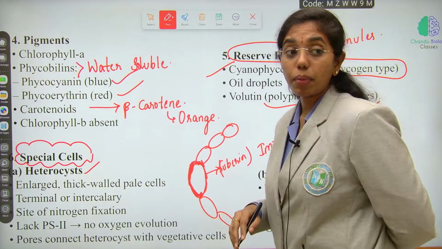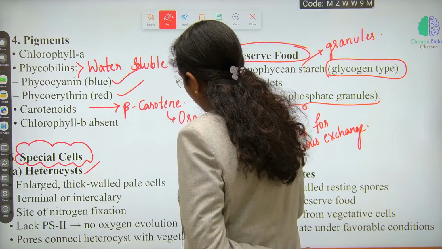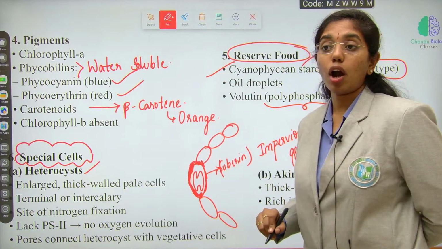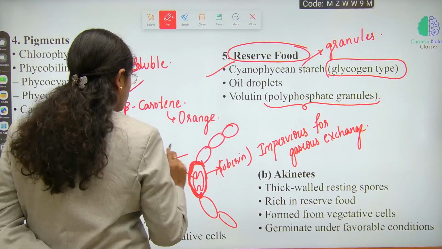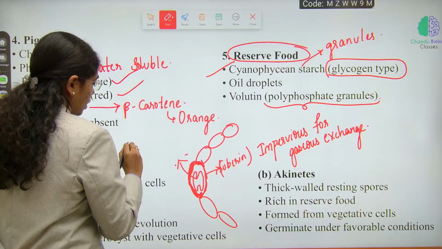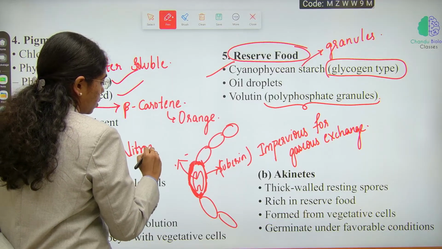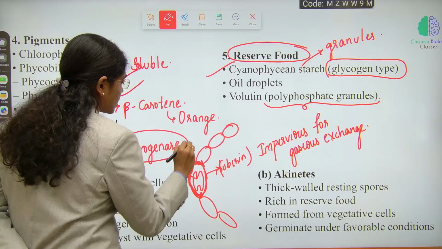This is impervious for gaseous exchange. And inside the heterocyst, there is an enzyme present called nitrogenase. What is the enzyme that is present inside the heterocyst? Nitrogenase. Nitrogenase is the enzyme which is present inside the heterocyst.